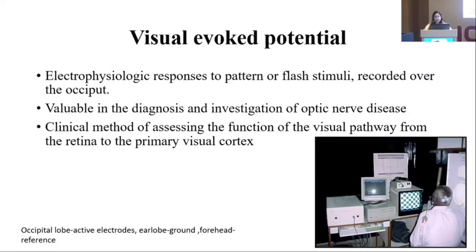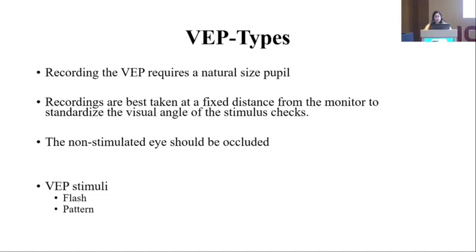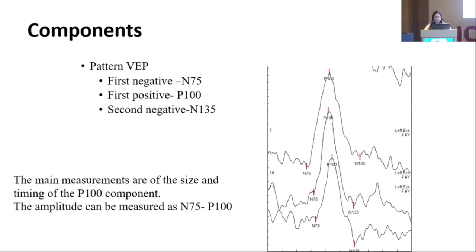Visually evoked potential records electrophysiological responses to pattern or flash stimuli over the occiput. It's valuable in the diagnosis of optic nerve disease and is a method for assessing the function of the visual pathway from the retina to the primary visual cortex. Recording the VEP requires a natural pupil size. Records are best taken at a fixed distance. The non-stimulated eye should be occluded.